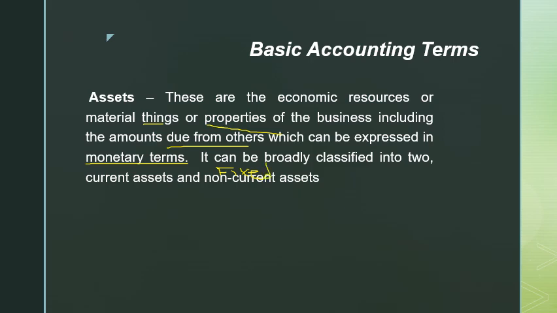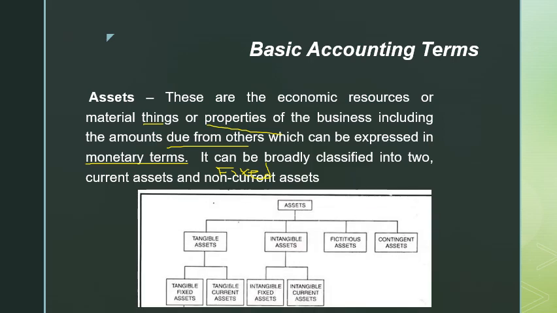So current assets refers to those assets which are held for less than 1 year, and non-current assets are held for more than 1 year. So let's see the diagram of the classification of assets. Assets can be broadly classified into tangible and intangible, and both can be subclassified into tangible fixed assets, tangible current assets, intangible fixed assets, and intangible current assets.